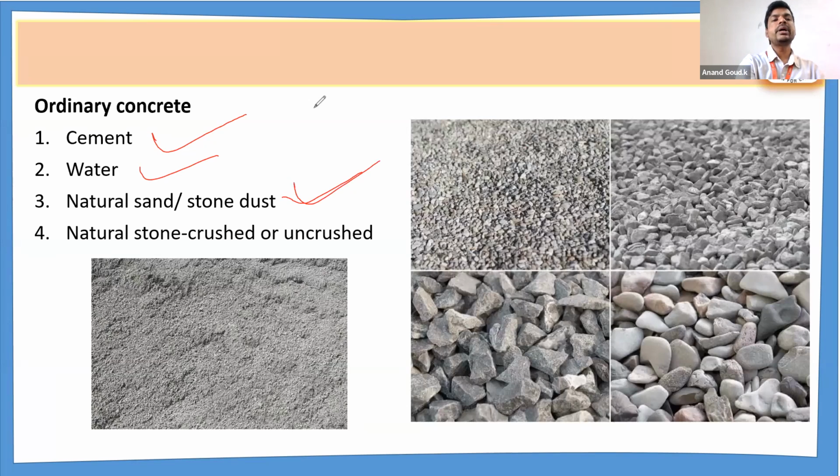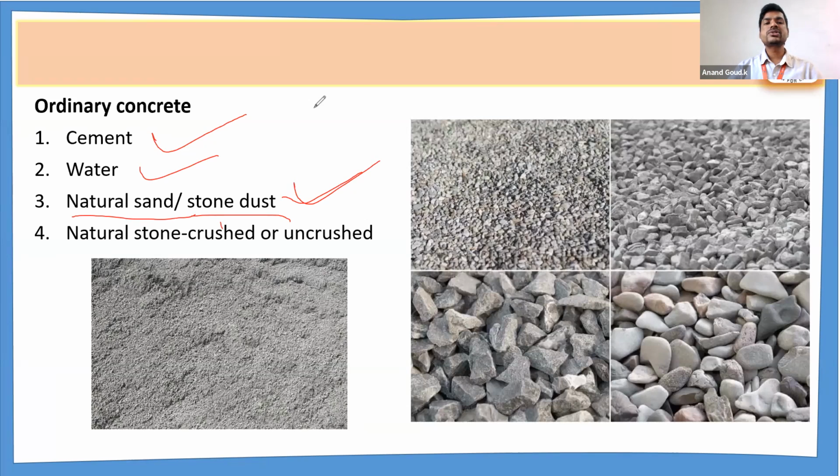So what do you mean by natural sand? Okay, natural sand is nothing but the sand which is collected from the river beds, or else from large stones while crushing. Okay, so natural sand is nothing but the sand which is collected at the river beds, right? So the next one is stone dust. Okay, instead of sand, we can use stone dust also.